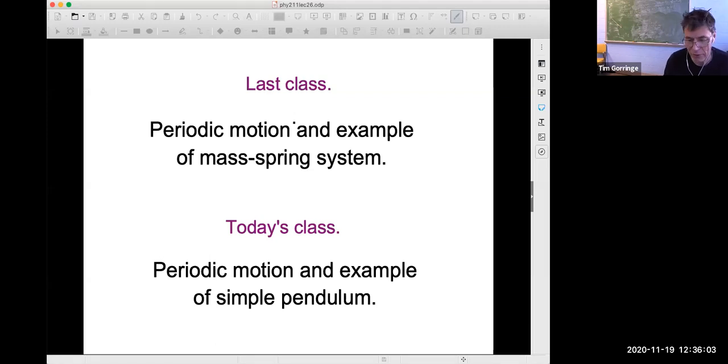Okay, I'm now determined to get started with the actual class. Last class we talked about periodic motion. It was our first class on periodic motion, and we talked about a particular example, a mass spring system. This class, we're going to continue talking about periodic motion. It's our second class on periodic motion, and we're going to talk about another example, what we call a pendulum, often a simple pendulum.